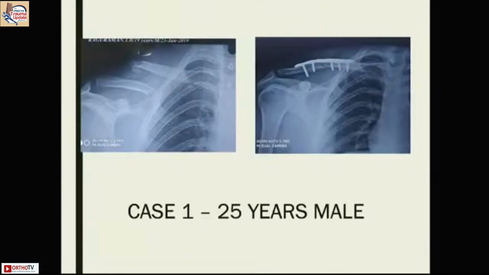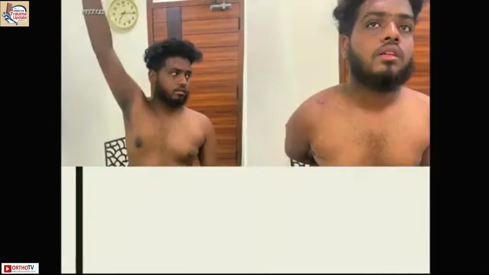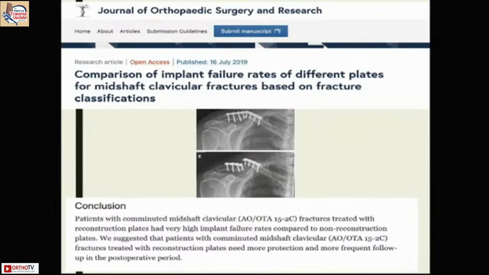So we have done some plating. This is a displaced fracture, plating done, and this has produced an excellent result. Another patient with a comminuted fracture has also given excellent results. And in those days, before the advent of pre-contoured locking plates, we used to do it only with a reconstruction plate or a 1/3 tubular plate. But nowadays, this has become obsolete. Please don't ever try this, as there is a high chance of failure with these thin profile plates.